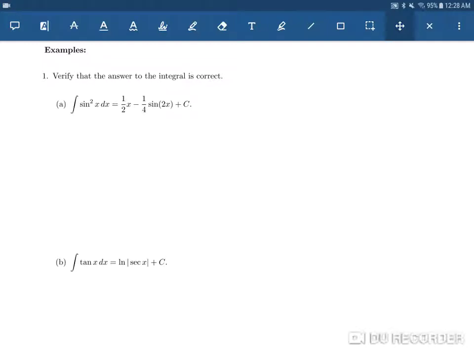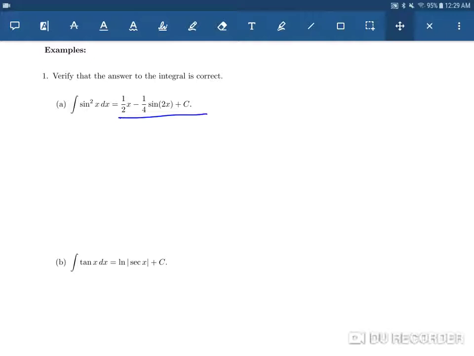In these examples, we are asked to do the following. Verify that the answer to the integral is correct. So we have the integral of sine squared x dx. And they say that this integral, if you do the calculations, you get that expression. So in this problem, they're not asking us to calculate the integral. They are asking us to verify that their answer is a correct answer.